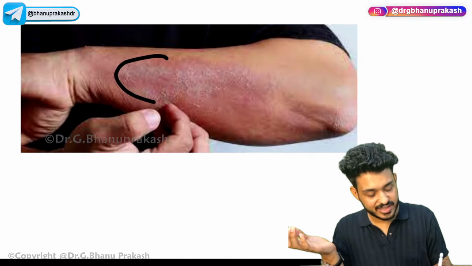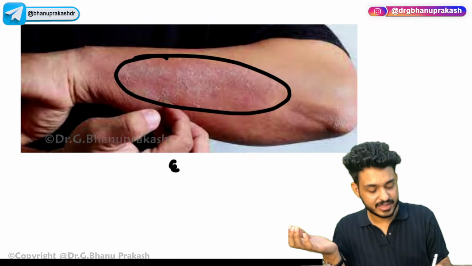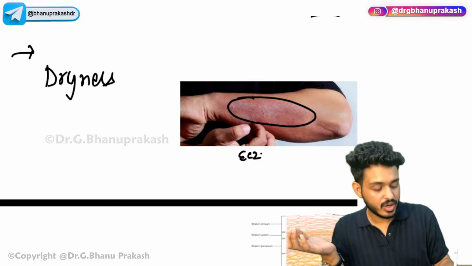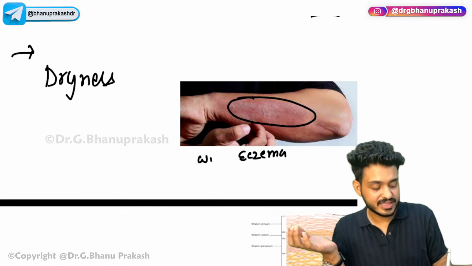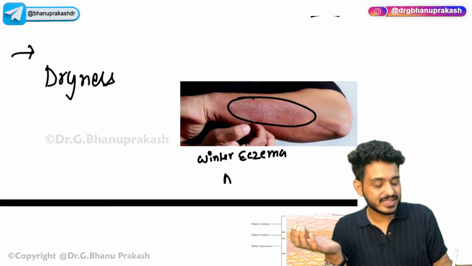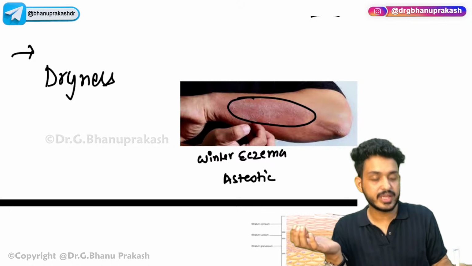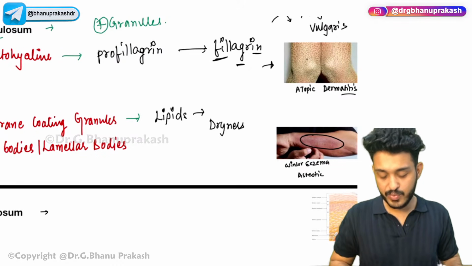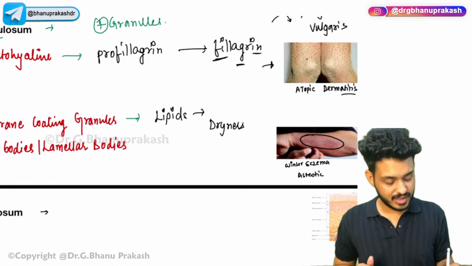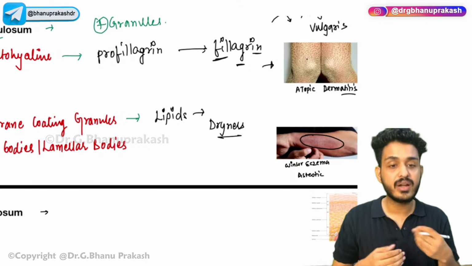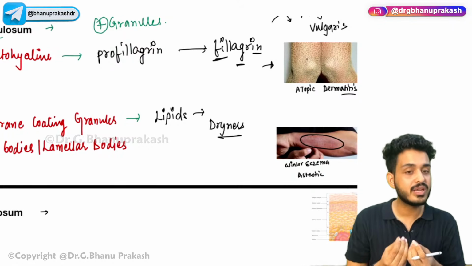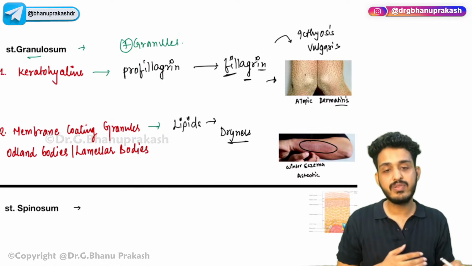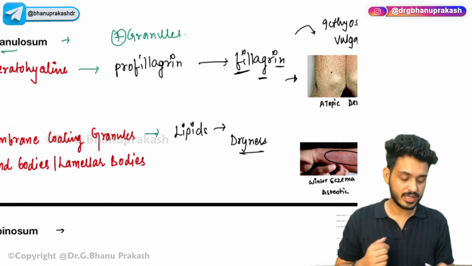Can you appreciate this? This is your eczema. And what is this specifically known as? This is your winter eczema, also known as asteatotic eczema. How do we treat this particular situation? Sir, there is dryness. We can give a lotion, a moisturizer, so lactocalamine lotion you can use, and that would be helpful in this situation.